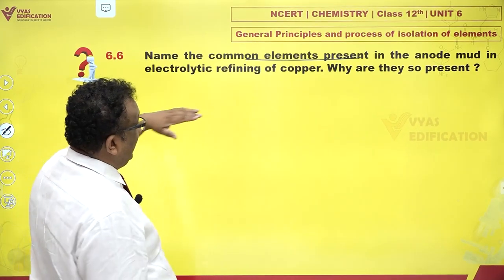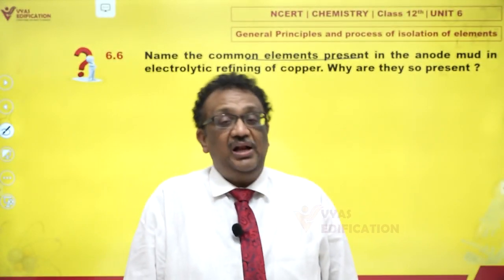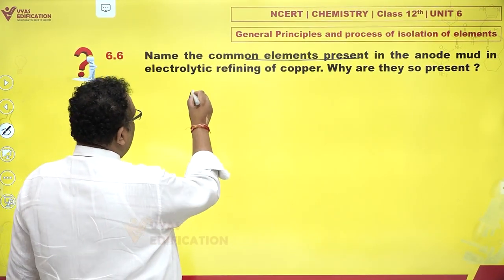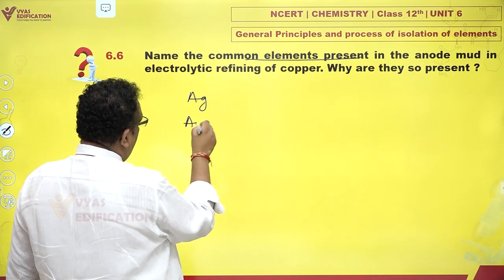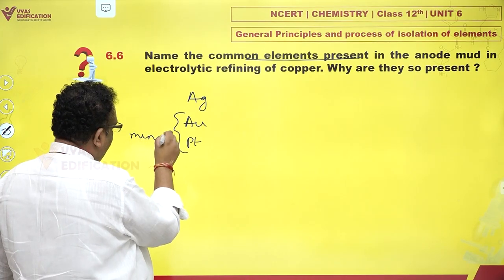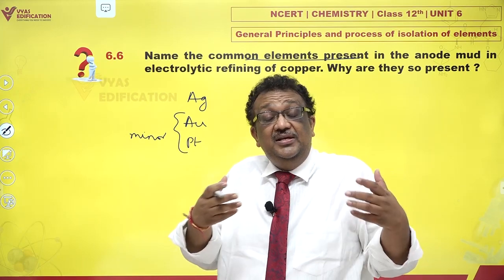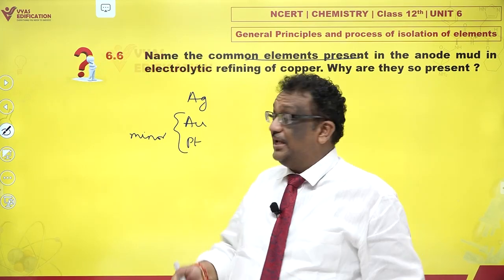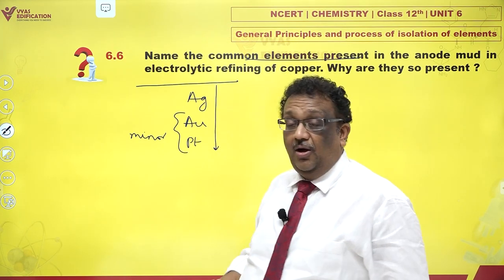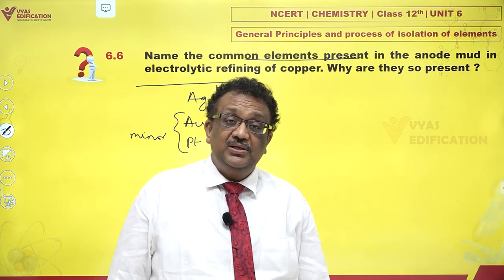What remains as anode mud, what falls down as anode mud, there are two classes of compounds, substances or elements: silver, gold and platinum. Now, these are very minor and sometimes they just may not be sufficient at all, but then these are more noble metals as compared to copper. Since they are below copper in electrochemical series, they are less reactive than copper in electrochemical series.